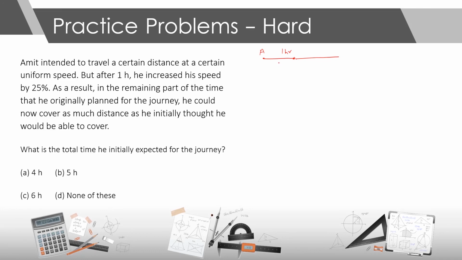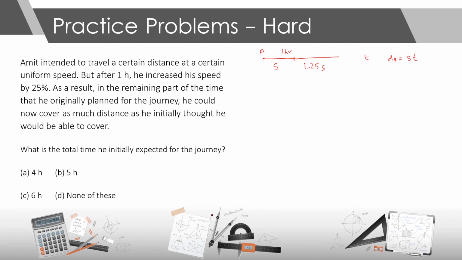Now, let's try to understand this problem. So, Amit started at some uniform speed that he wanted to move at, say S. And he wanted to cover this journey in time T. So the total distance that he wanted to cover is S into T. But after 1 hour, he increased his speed by 25%. So his speed was 1.25 times S.